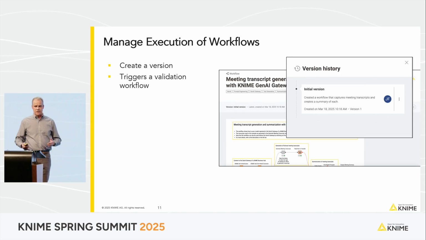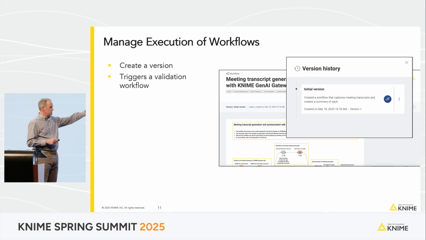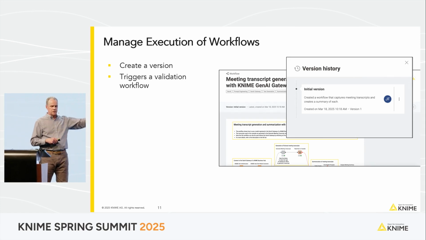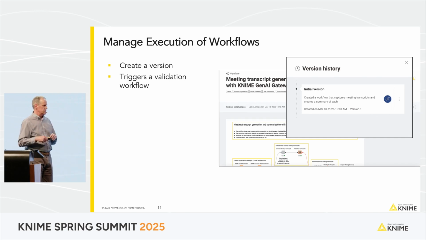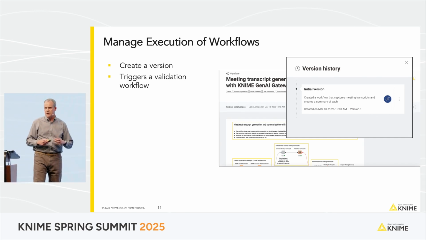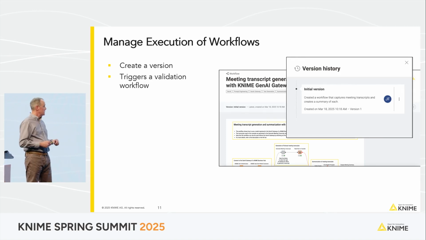Okay, so what's the process here? I'm just going to walk through. I've developed a workflow. It happens to use some Gen AI nodes. So I'm connecting to a Gen AI service, and I'm passing data to it and getting results back. So I create my initial version. I'm really happy with it. I worked really hard on it. I think it's ready to go. So I create a version, and that triggers a validation.